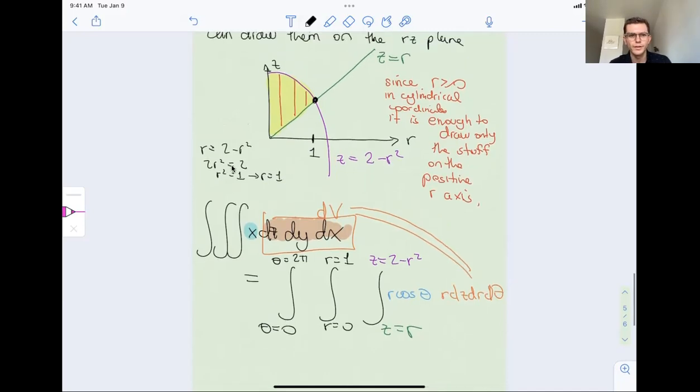Right, when I calculated the intersection, well, I added r. Oh, sorry, because it was not r squared. Oops. Take it back. Let's do it again. Yeah, good. It was r equals 2 minus r squared. Good. So it's r squared plus r minus 2 equals 0.